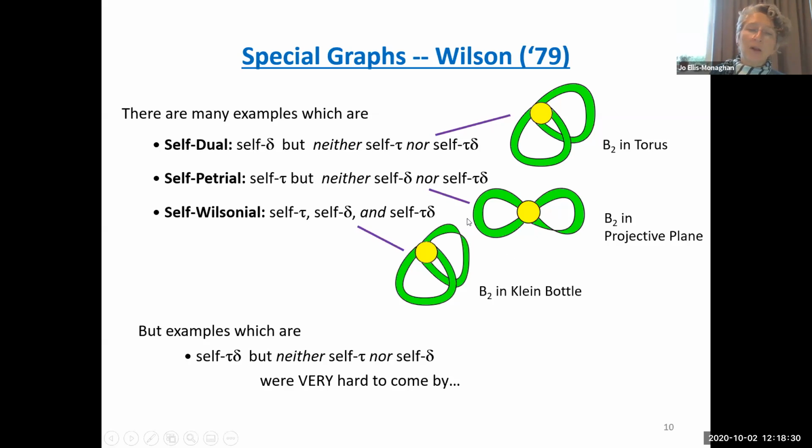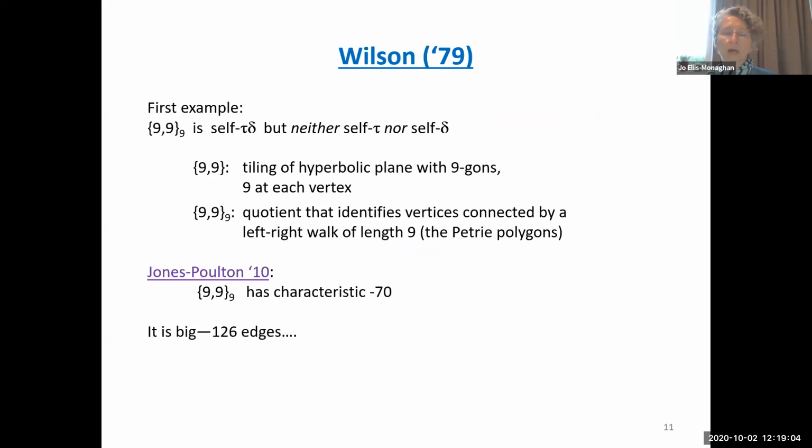And then this one, this is the graph we saw a minute ago. We say self-Wilsonian, it's self-everything. It's a lovely symmetric graph. All right, but the last possibility here are graphs that are self-trial. They have this operation of order 3 that returns them to the original graph, but they're not self-dual and they're not self-Petrial. Those guys are really hard to come by. In fact, Wilson hypothesized for years that they didn't exist.